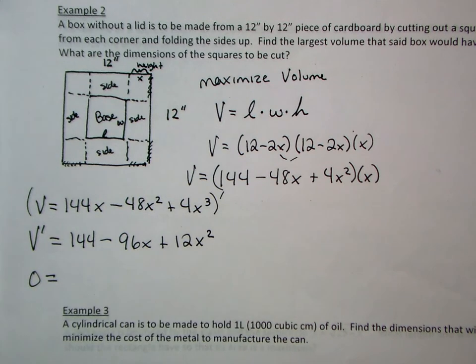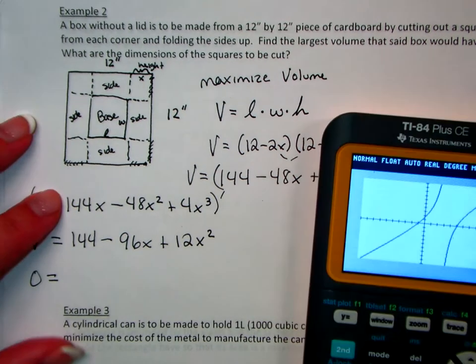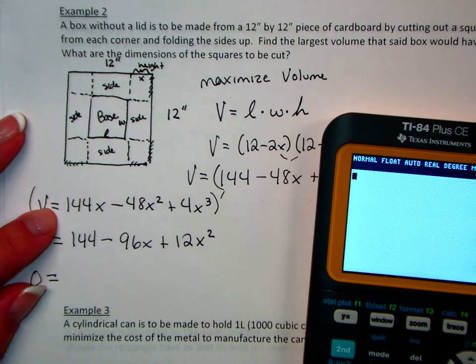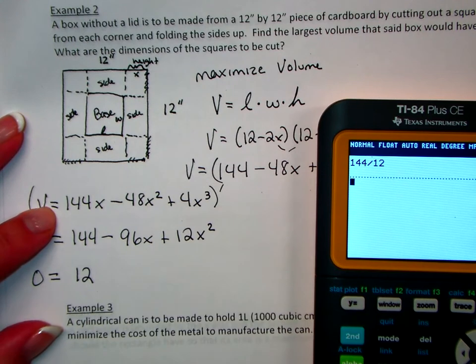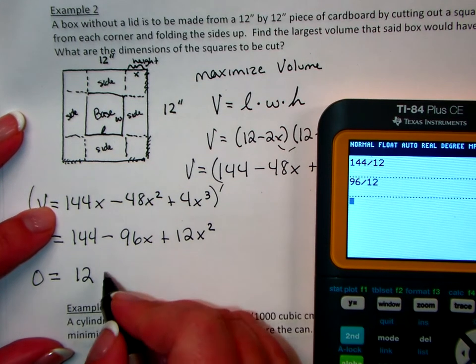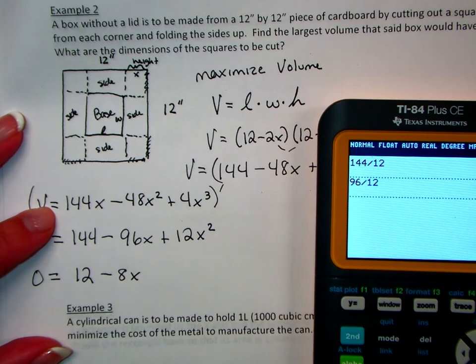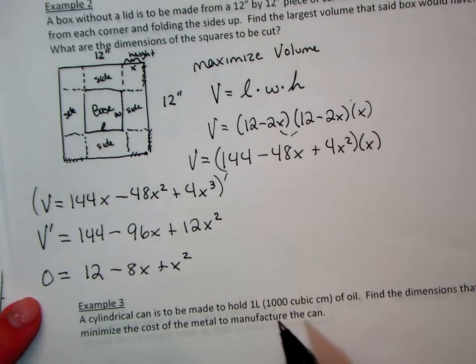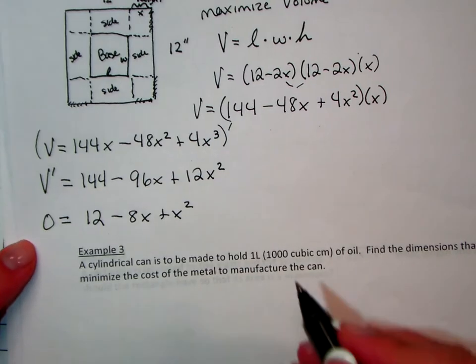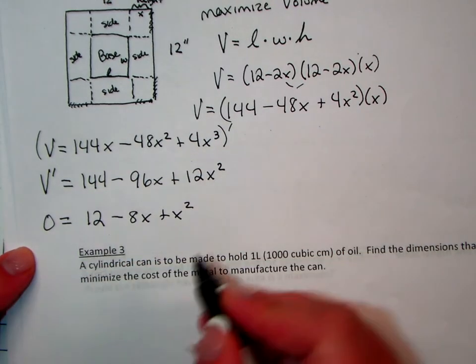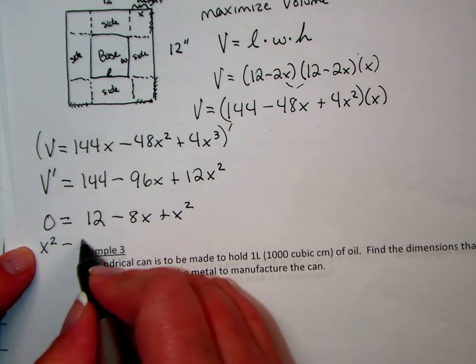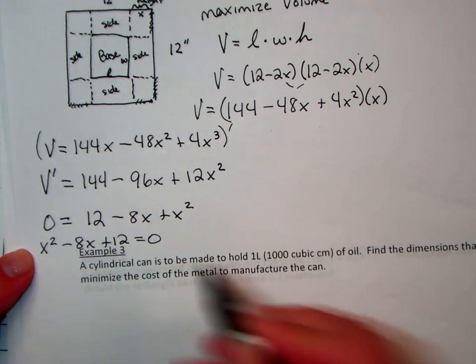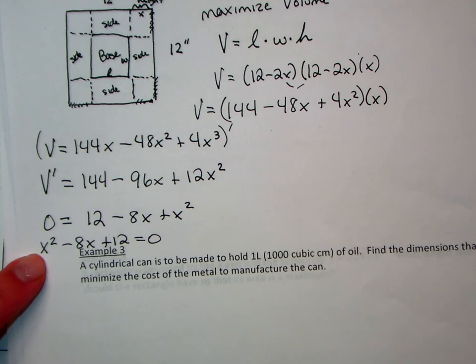I do think all three of those numbers we can factor out a 12. So 144 divided by 12 is 12. I did know that, I promise. 96 divided by 12 was 8, and then 12 divided by 12 is 1. So I'm just dividing everything by 12. Then if I set this equal to 0, x squared minus 8x plus 12 equals 0, I need to factor that. So multiply to 12, add to negative 8.